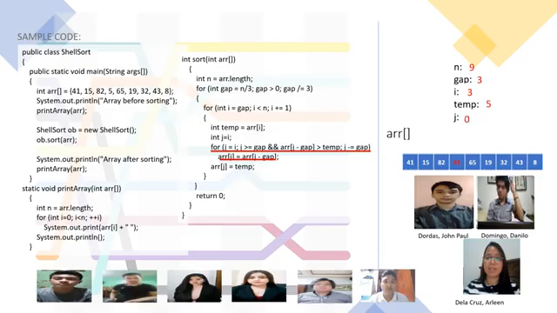So j minus equals gap, that is 0. Going back to the condition, is j greater than or equal to gap? The value of gap now is 3, so that is false. We will now exit the loop and go to arr[j] equals temp, which means that the value of array index 0 is now 5.